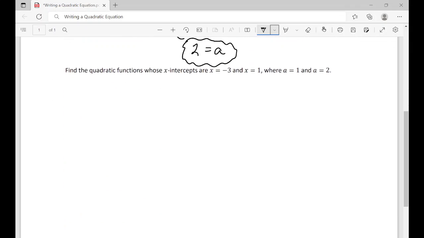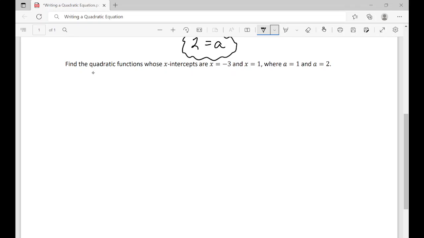Now what if we're not given that information? What if we're given something different? We're going to find the quadratic function whose x-intercepts are −3 and positive 1, but this time we have a being 1 and a being 2, so we're actually going to have two functions. We're going to find both quadratic functions.